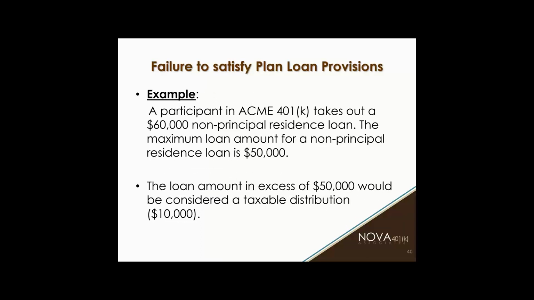Exceeding the maximum dollar amount example. Again, the maximum dollar amount that any loan can be is $50,000. You could have a $1 million 401k balance and you want to take a loan, max is 50. If you happen to take 60, right, then that excess over the 50 is going to be considered taxable income. All right.